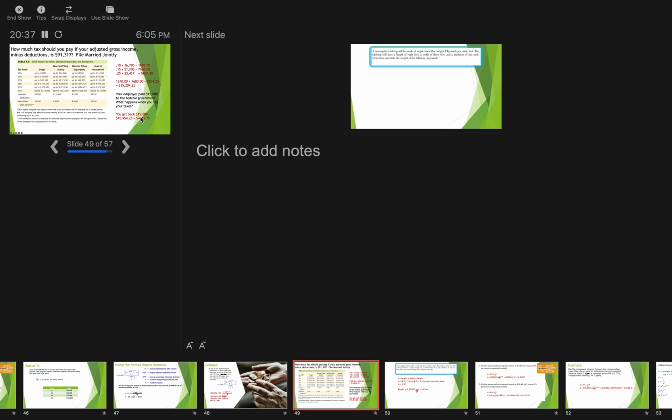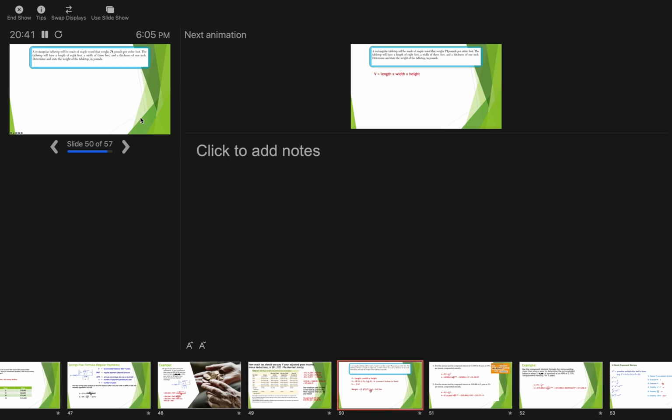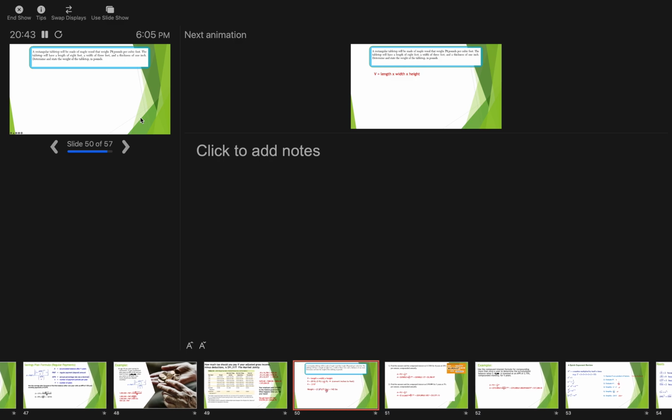This bottom red was the answer to yesterday's one that we did like this. All right, here we go. Rectangular tabletop will be made of maple wood. I'll give you just a little bit of a hint here. There is one like this on your quiz today, so you might see it on your test too. Who knows? Go ahead.